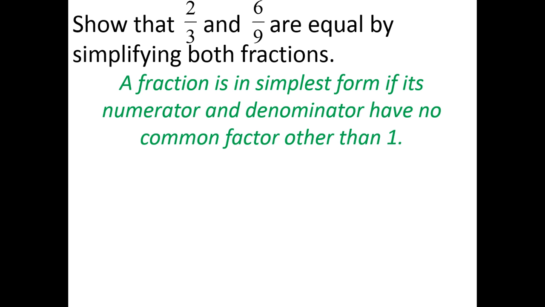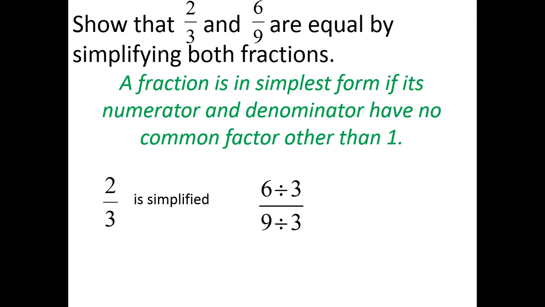We can also show that two fractions are equal by simplifying both fractions. A fraction is considered to be in simplest form if its numerator and its denominator have no common factor other than 1. Now in the case of 2/3, 2/3 is already simplified because there is no common factor between 2 and 3. 6/9 on the other hand is not simplified because 6 and 9 have a common factor of 3.